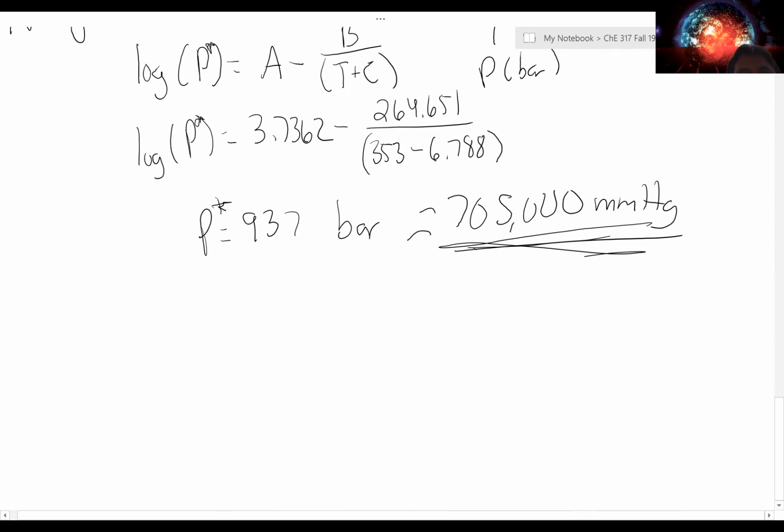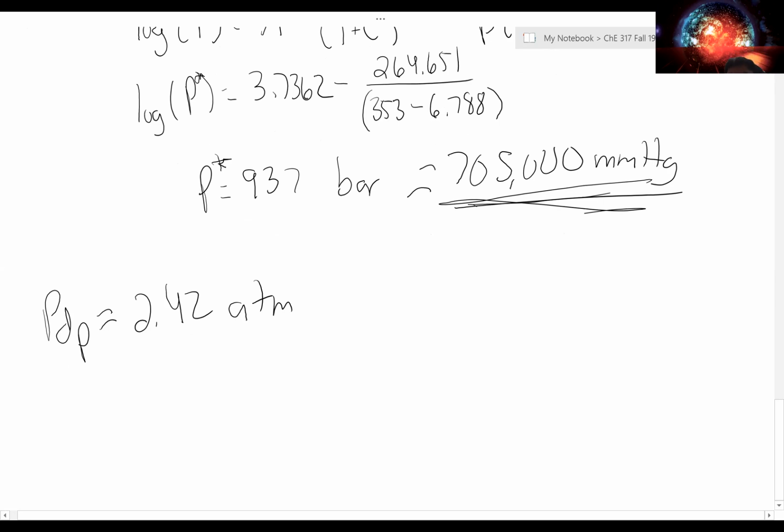So what I have now is the pressure of the dew point is about 2.42 atmospheres. And I can also say, well, if that's my dew point pressure, and I know I have a mixture of about 15 mole percent benzene and 10 mole percent toluene, how could I find the composition of that droplet when it forms?